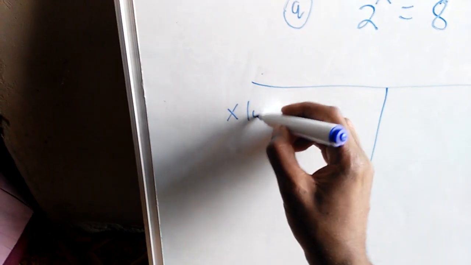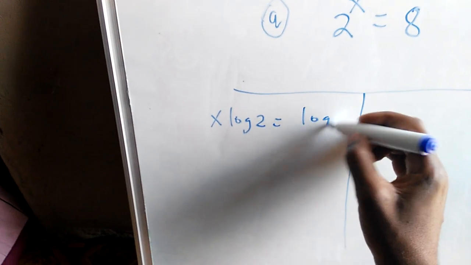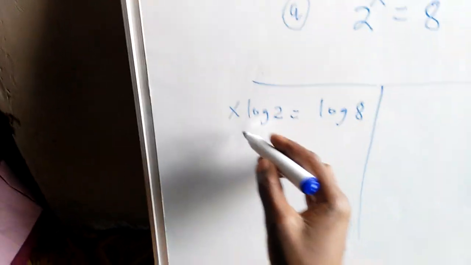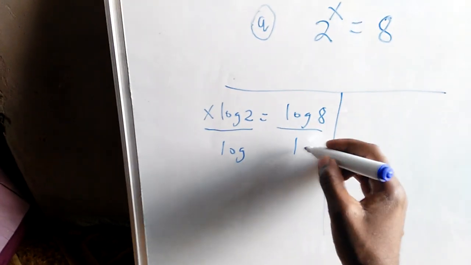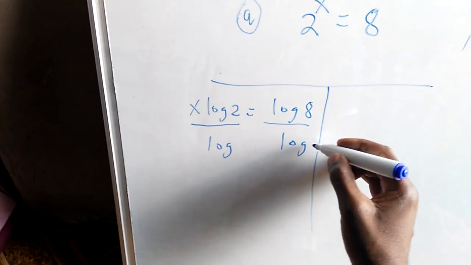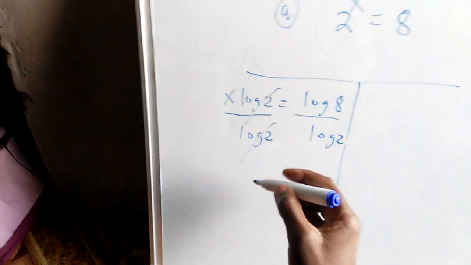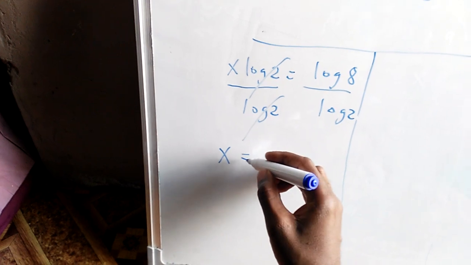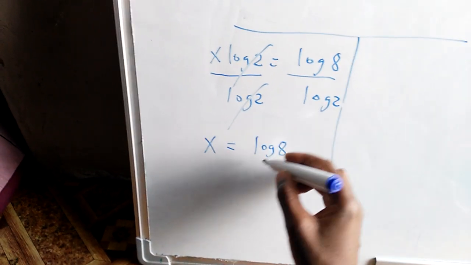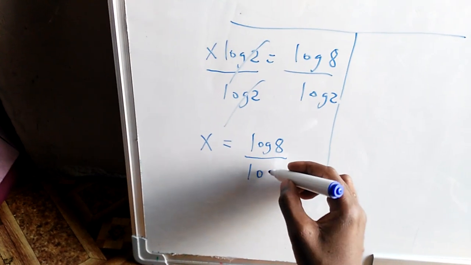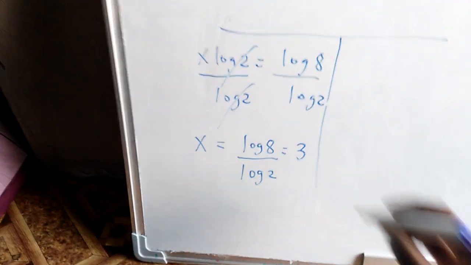I introduce the log and then the power drops, it would look like this: x log 2 being equal to log 8. Divide both sides by log 2. Therefore, the value of x is the same as dividing the log of 8 by the log of 2. You find that you get your 3.